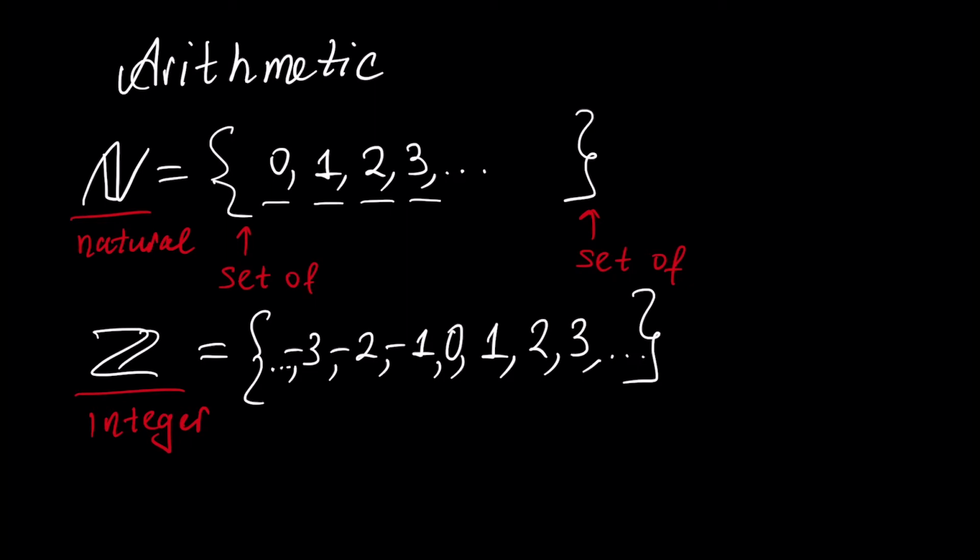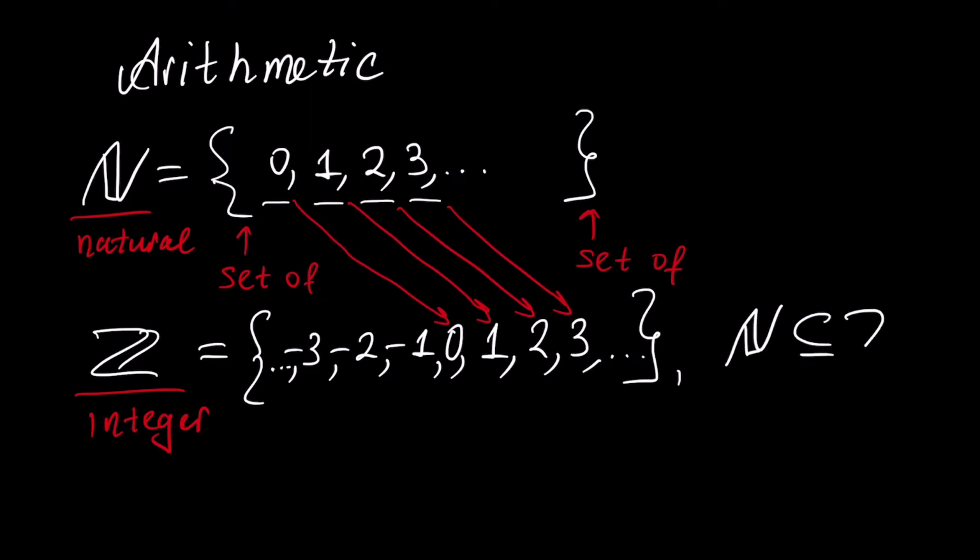From the definition, we can see that every number in the set of natural numbers is inside the set of integer numbers. So each element of natural numbers is inside integer numbers. That's why natural numbers is a subset of integer numbers. And in mathematics, we write that N, natural numbers, is a subset of Z, integer numbers. In mathematics, this symbol stands for subset of.